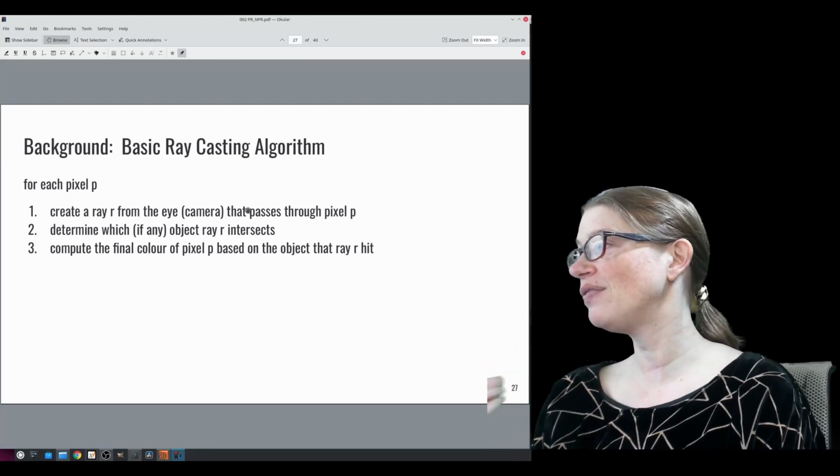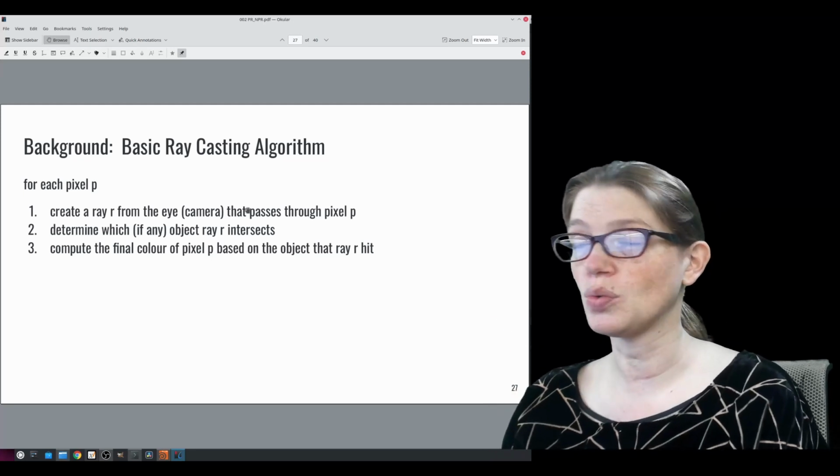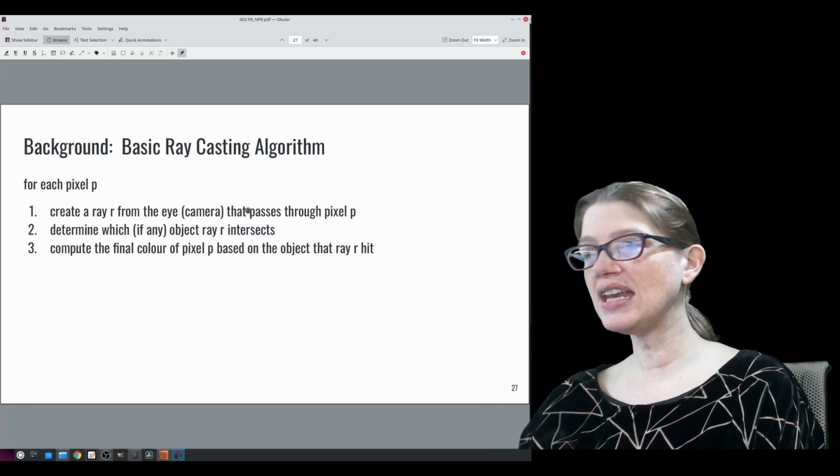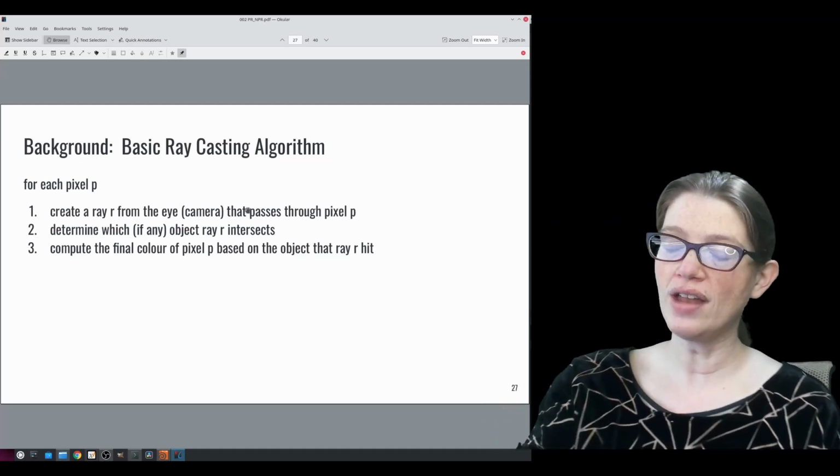So if it is a white dragon, it would be a white pixel. If it is a red flower, then the pixel would be just red. We are not doing any lighting computations whatsoever.